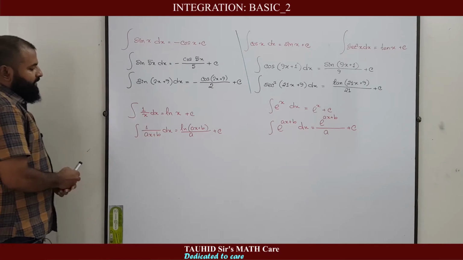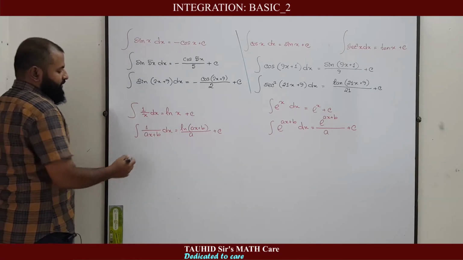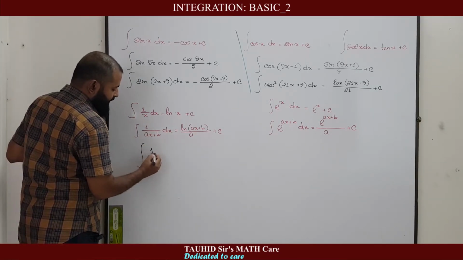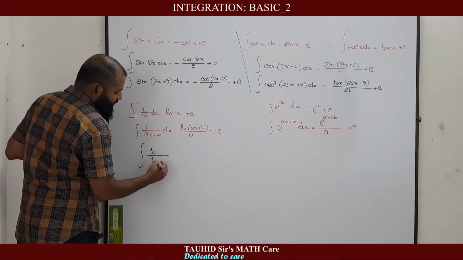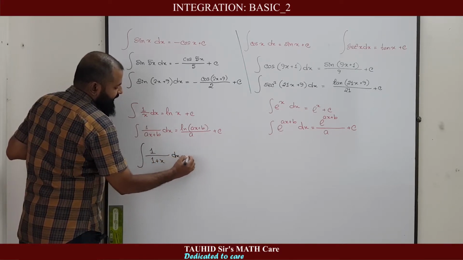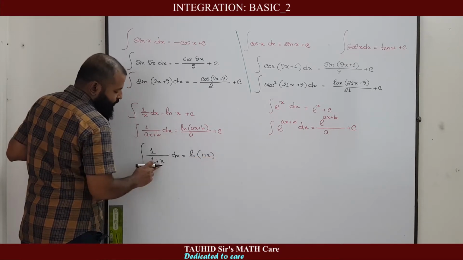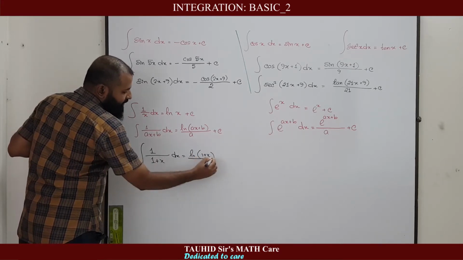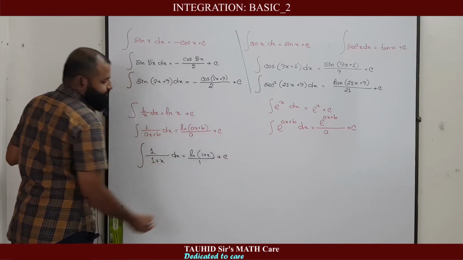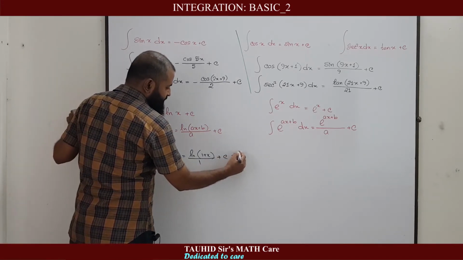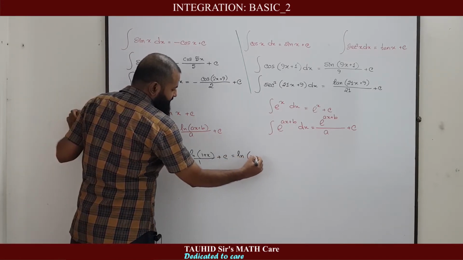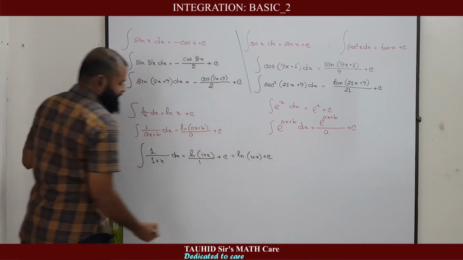Now let's see some examples from here. Integration of 1 divided by 1 plus x dx equals ln(1 plus x). Here the coefficient of x is 1, so divide by 1 plus c. So we can write it simply as ln(1 plus x) plus c.